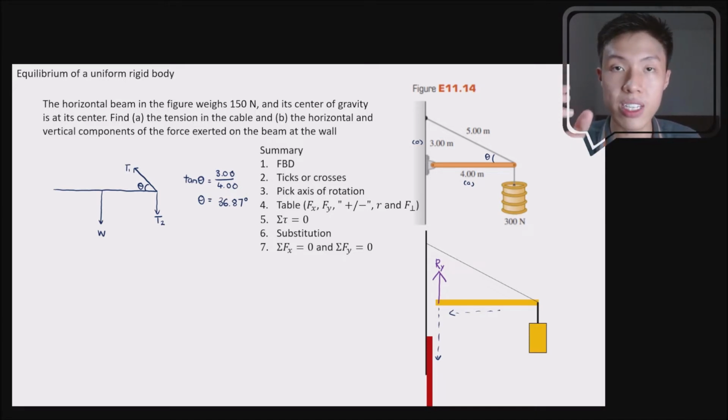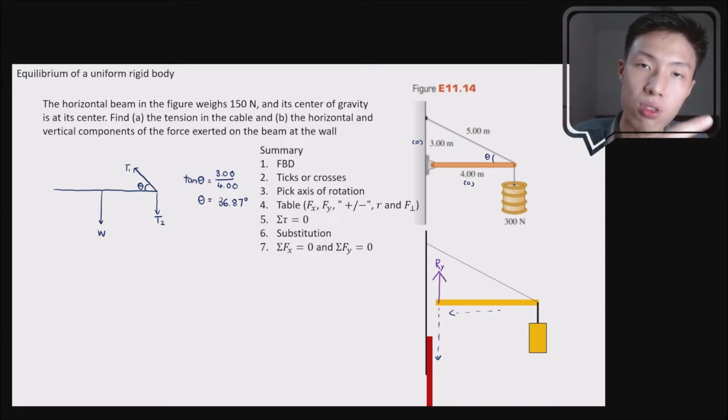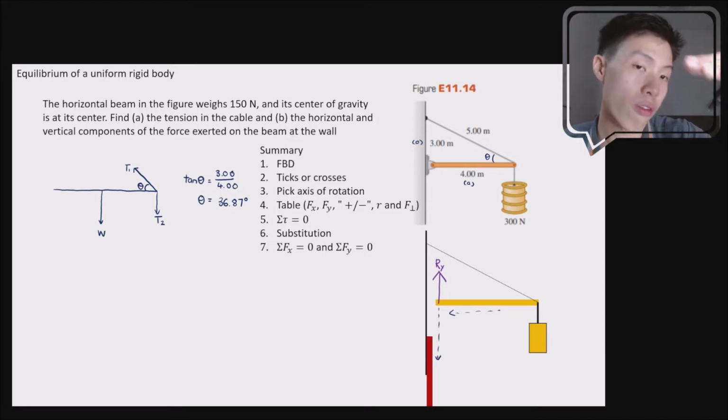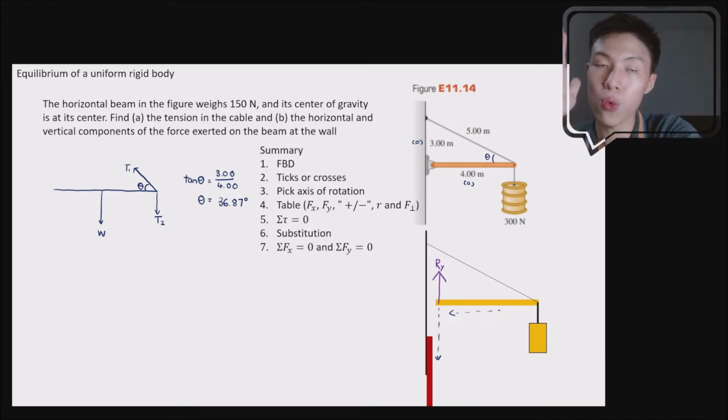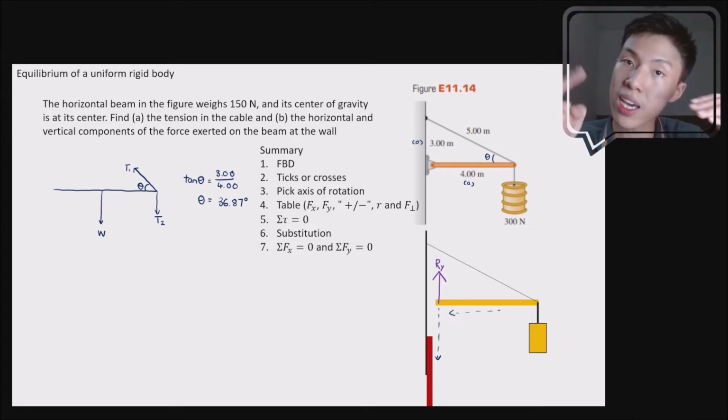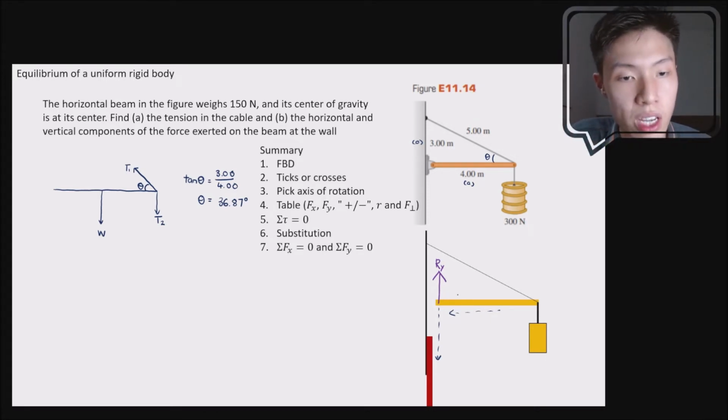So the pivot is there to provide a force pointing to the right in order to prevent the whole beam from going to the left. It's there to prevent the beam from going to the left, so the force must be exerted in the opposite direction. Therefore, you should expect the reaction force to be pointing in this direction.